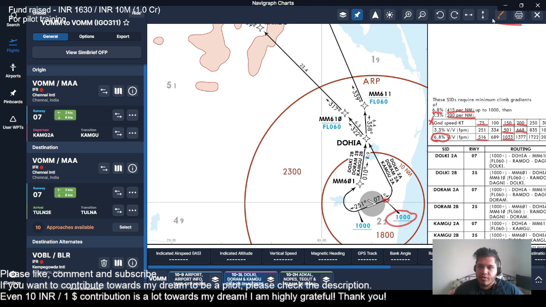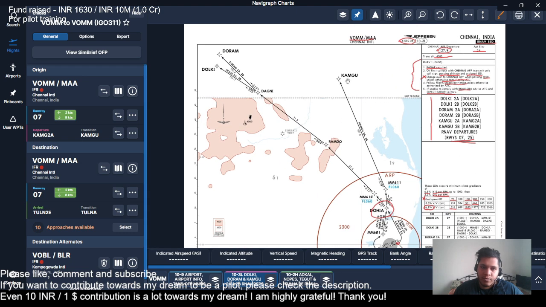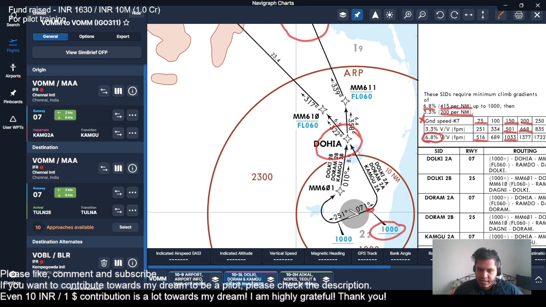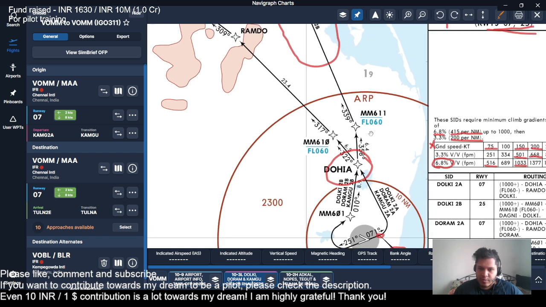So Dohia will be your first fix. Dohia, is there any restriction here? No, there is no restriction at Dohia. Now after that, the two waypoints are separating for Kamgu. So we have today Kamgu 2 Alpha, this particular SID. So for Kamgu, after Dohia we will have to go to Mike 611, that is 6.4 nautical miles, 358 degrees from Dohia. Okay, everything is given, you just have to follow.